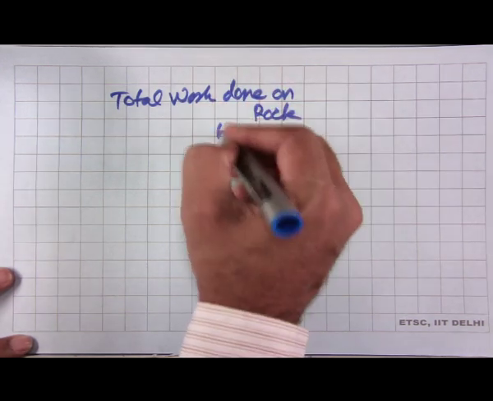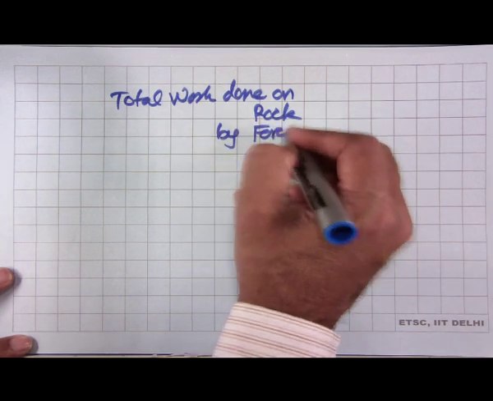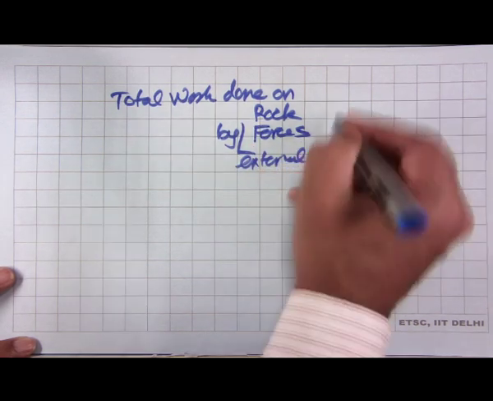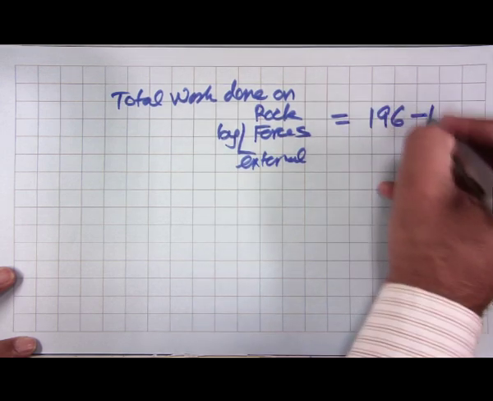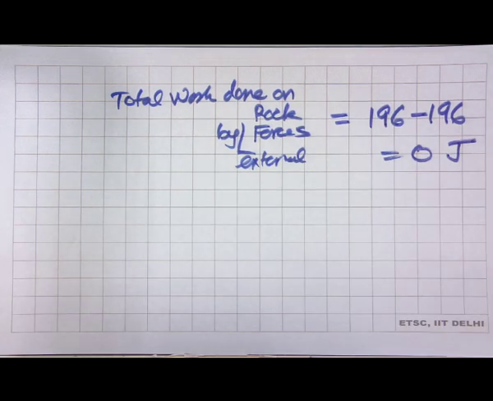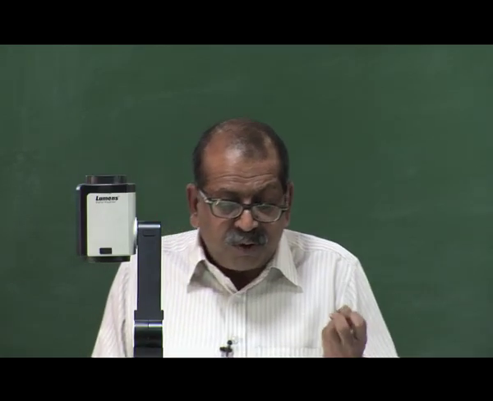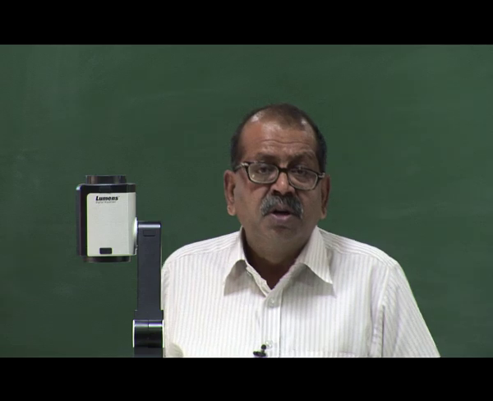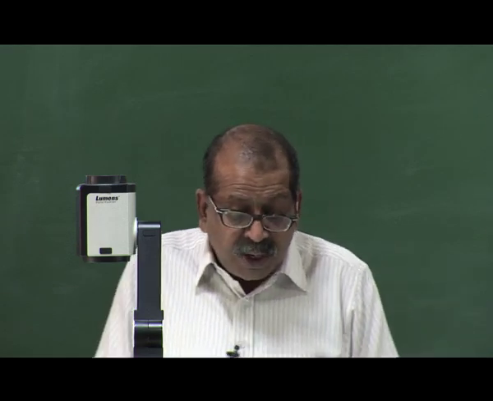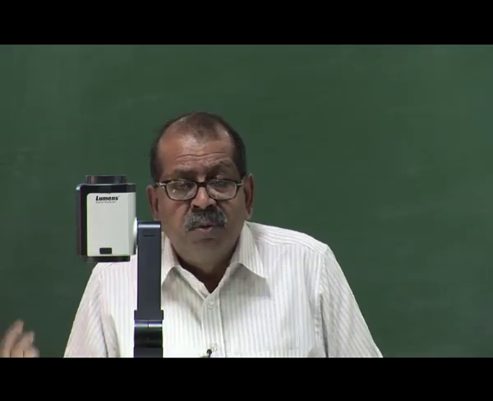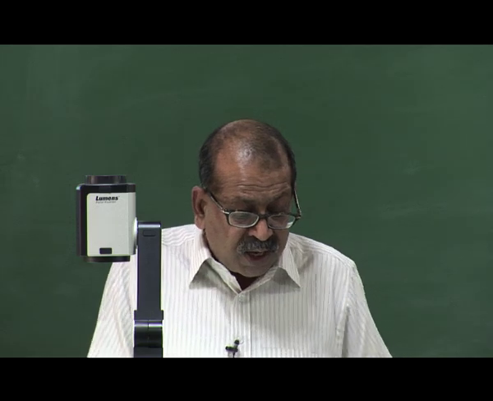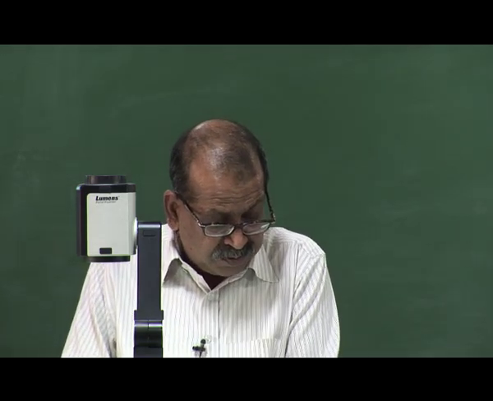Now, of course, you will realize here the total work done on the rock by the external forces will be equal to 196 minus 196, which is equal to 0 joules. And this we should have expected because the total net external force on the rock was 0. Therefore, the work done also has to be 0. But individually there is work done by gravity, and individually there is work done by the force which the student is applying, and they cancel out.